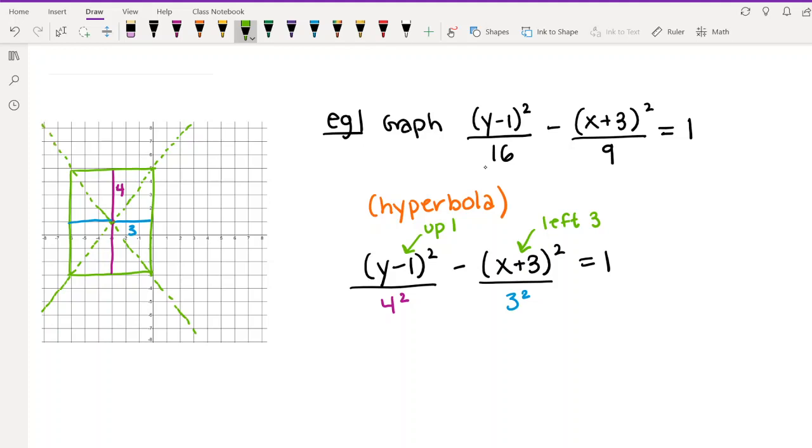Okay, and then the last decision we have to make is where does this graph go? Because the y part comes first, that tells us that the graph is going to be on the top and the bottom. So we go to the middle of the top and the bottom and put a point there. And then you just want to draw these two curving pieces, which eventually get closer and closer to the asymptotes that we drew.